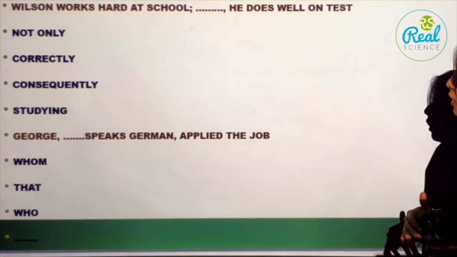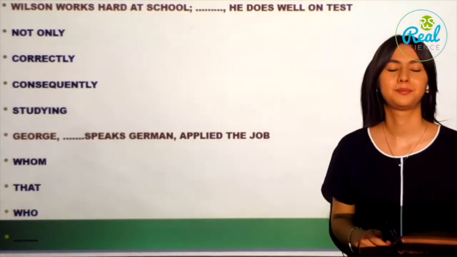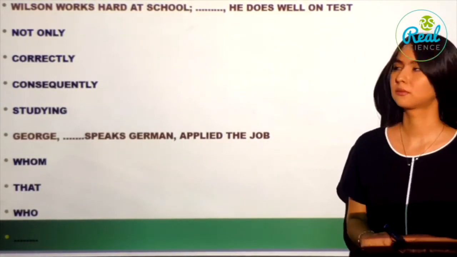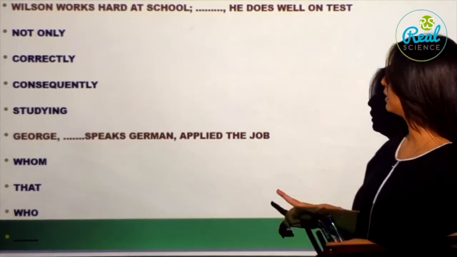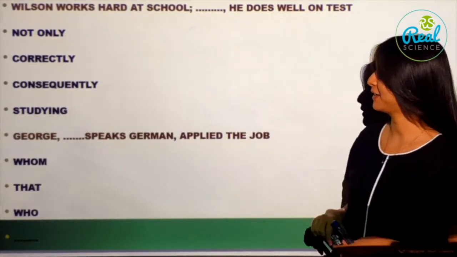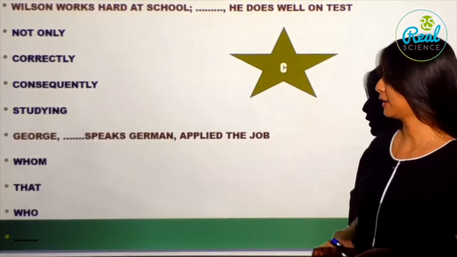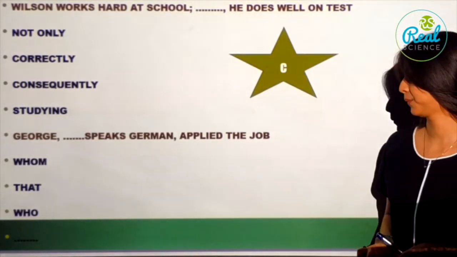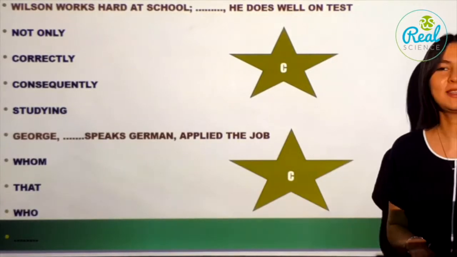Okay, let's move. So Wilson works hard at school. He does well on tests. Consequently, he does well on tests. Okay, let's see the answer. Yes, you're right, it's correct. So C1. Next one. George speaks German. Who applied for the job? Who speaks? C1. Okay, let's see the answer. Yes, you're right. It is C1.